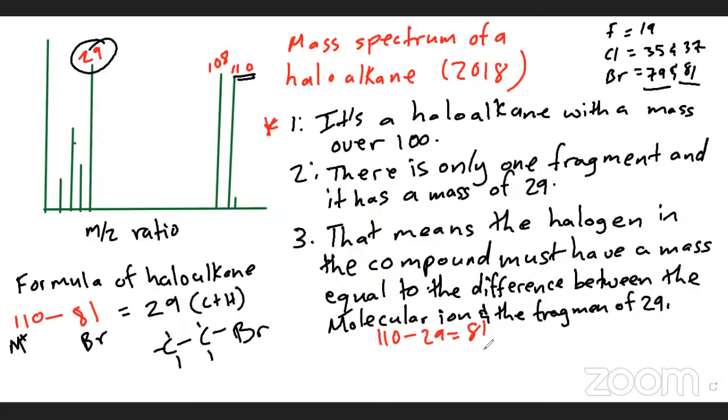Subtracting the base peak from the molecular ion. We determine the type of halogen by subtracting. No, don't use the base peak. This one is just coincidence. So how we normally do it, we would subtract the fragment from the molecular ion.